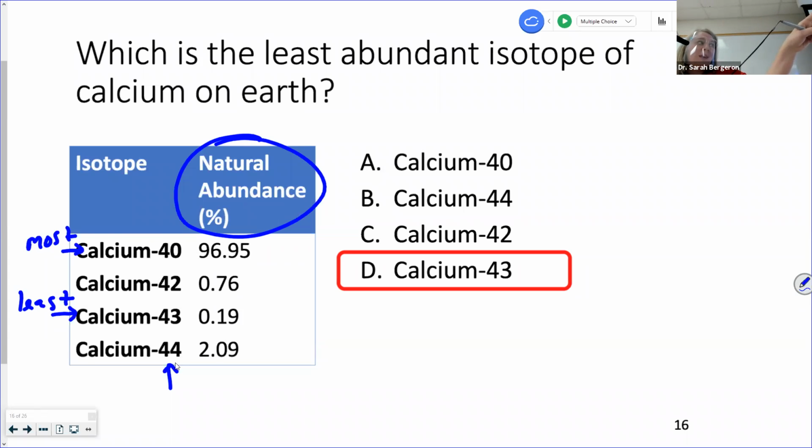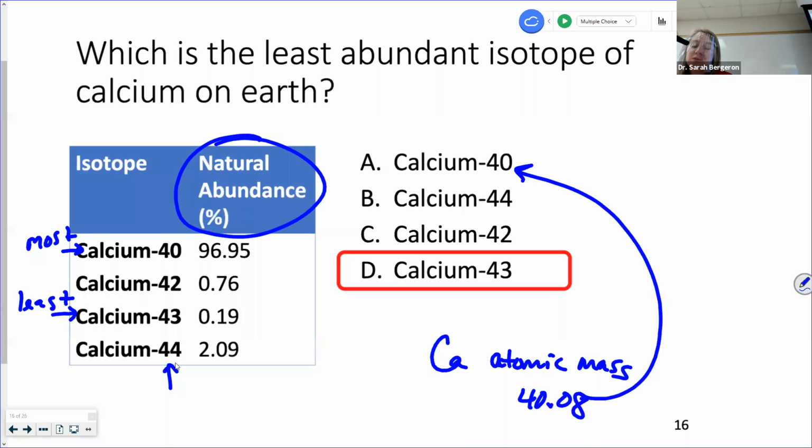Right, so look on the periodic table. What is calcium's atomic mass? Atomic mass is 40.08. Okay, so which one is going to be the most abundant? 40. What's closest to 40.08? 40. So 40 is going to be the most abundant. You can't necessarily answer what is least abundant unless I give you this percentage, but I can ask you what is the most abundant.